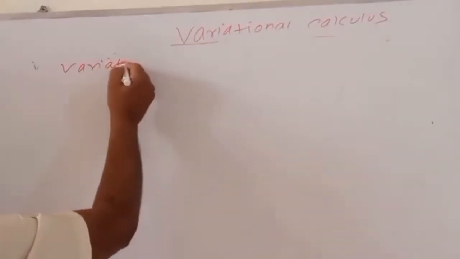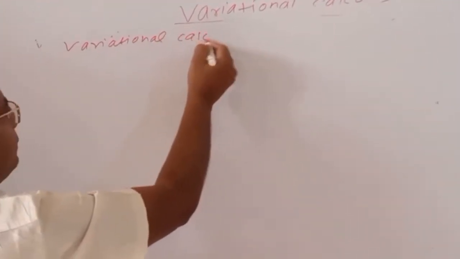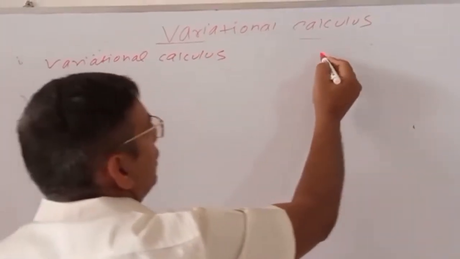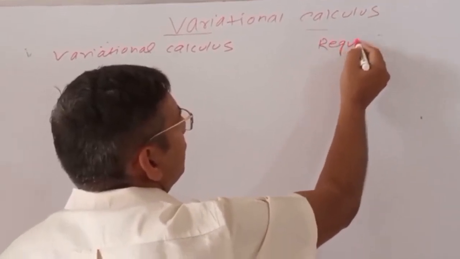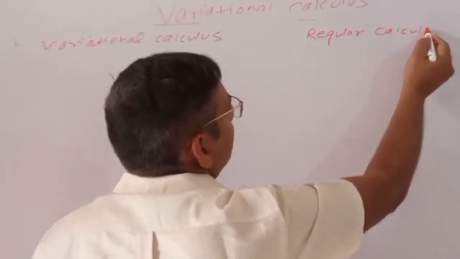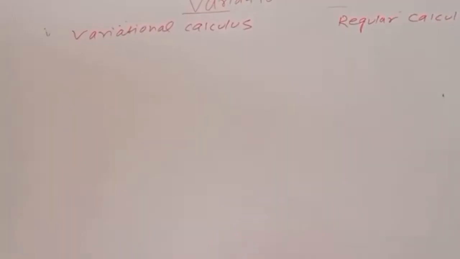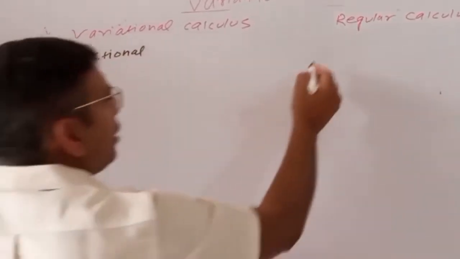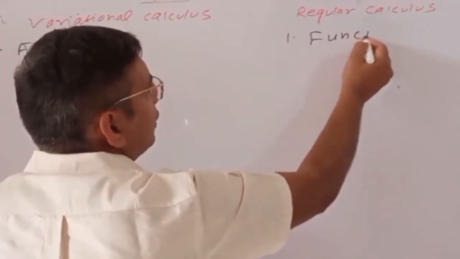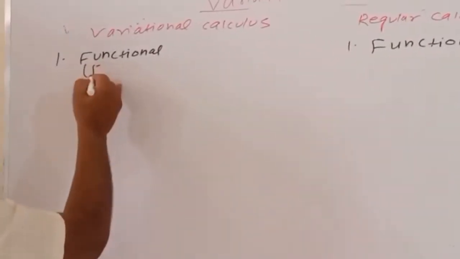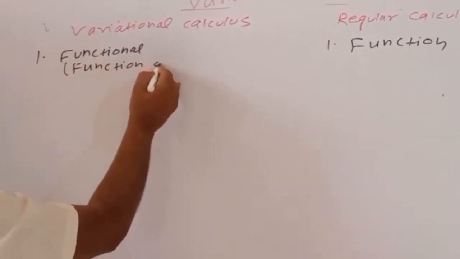Now we can compare variational calculus and regular calculus. So what differences can we observe? One thing is the concept of a functional here, right? Here in regular calculus the concept of a function is there. So it's a function of a function.